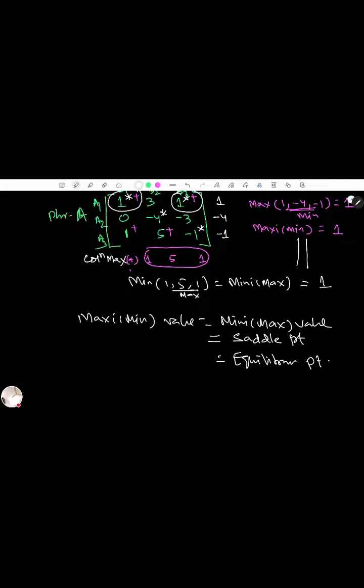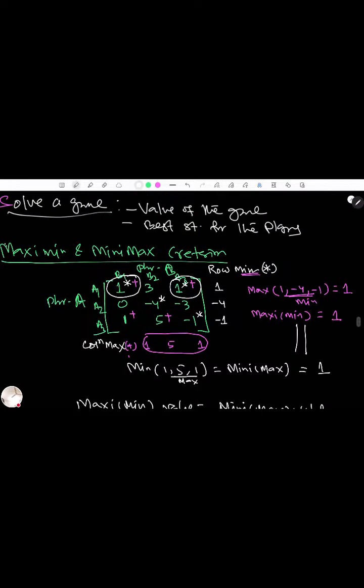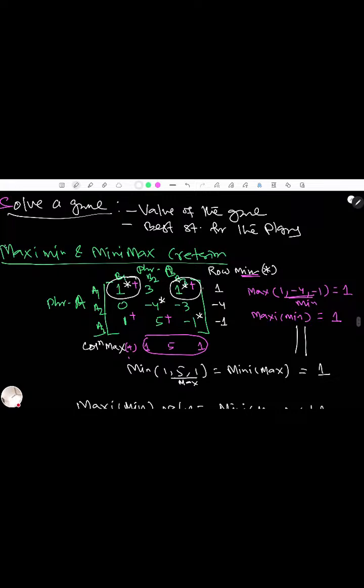and this value is called the value of the game. So what is the value of the game? The value of the game is 1 here. Now corresponding to this 1, the best strategy for A is A1, and for B we have two strategies, B1 and B3.